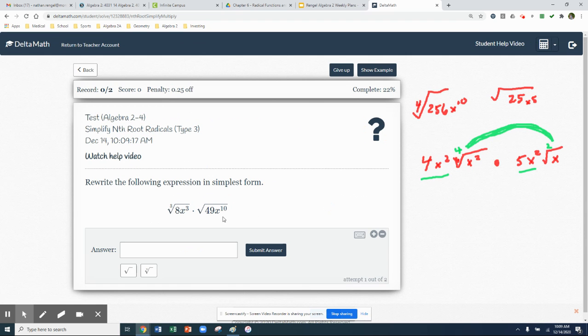All right, let me try another one. Adrian, you were wondering about this one. This first part is going to simplify to the cube root of 8, which is 2, times the cube root of x to the third. I'm going to take 3 divided by 3, which gives me a 2x. The square root of 49 is 7. The square root of x to the 10th is x to the 5th. So this one actually will work out nice. This one's going to be 14 because of the 2 and the 7. And then x to the 1st times x to the 5th will be x to the 6th.